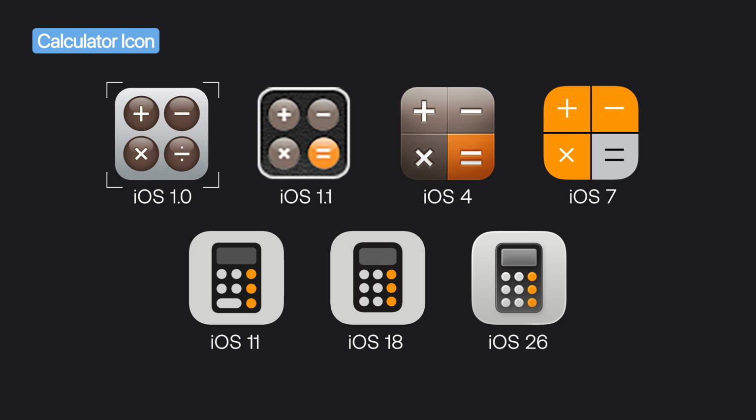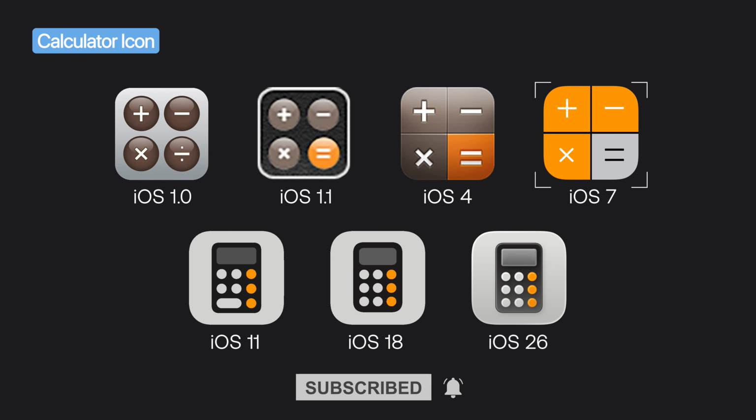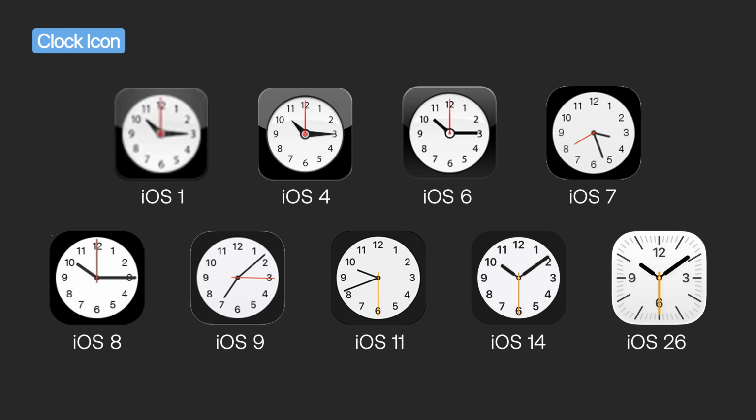The Calculator app started with a rather simple and clean design, then iOS 4 modified it into 4 sections, and iOS 7 changed its color scheme. Starting with iOS 11, we got the calculator symbol on a gray background. It looks better this way. The Clock app went through many changes that were quite similar to each other. The major change came with iOS 26, where Apple removed the rounded shape and kept a cleaner look.